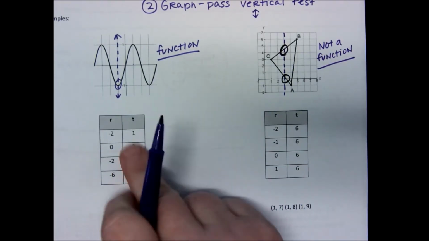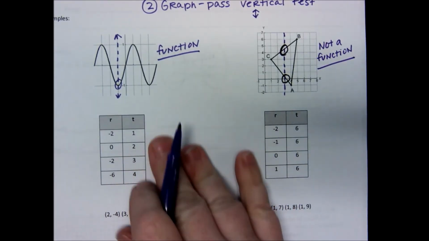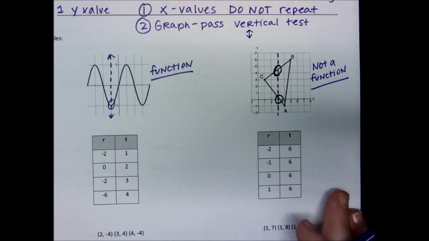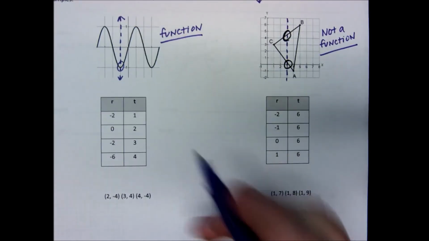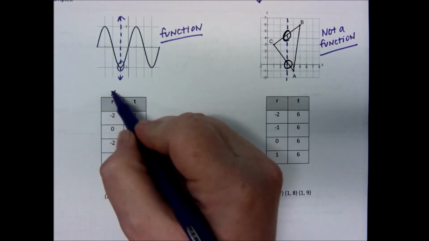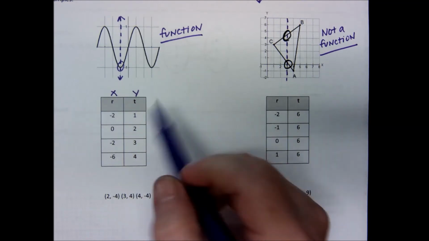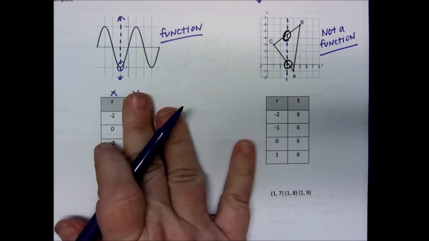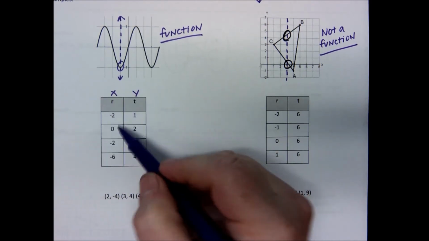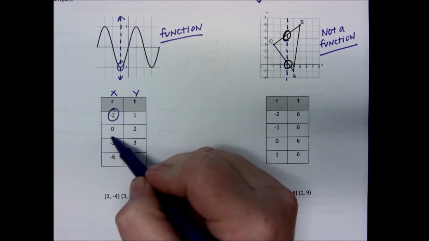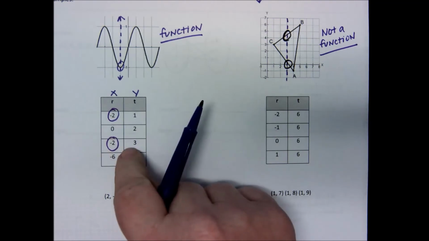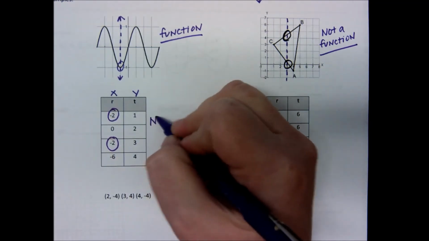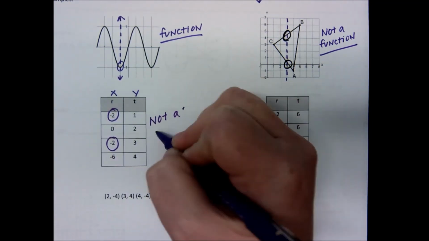So let's look at our table. Since I'm looking at a table, I'm going to go back up to this first one where it says the x values do not repeat. So I'm looking at my x values, which is generally this first column, and this would be our y. And I look and I see, did any of these numbers repeat? I don't care about this column. All I care about is this column. And it looks like I have a -2 and a -2. So this, since -2 showed up twice, would be not a function.